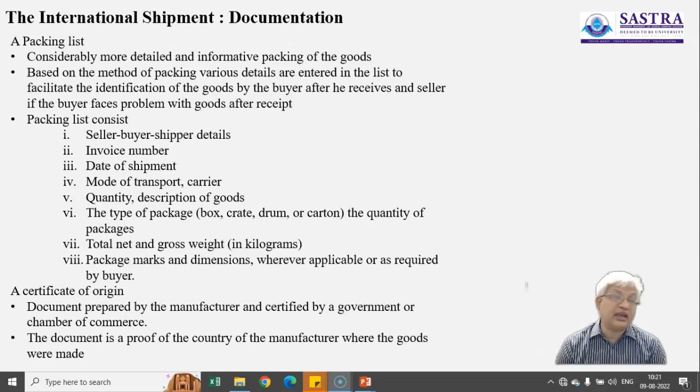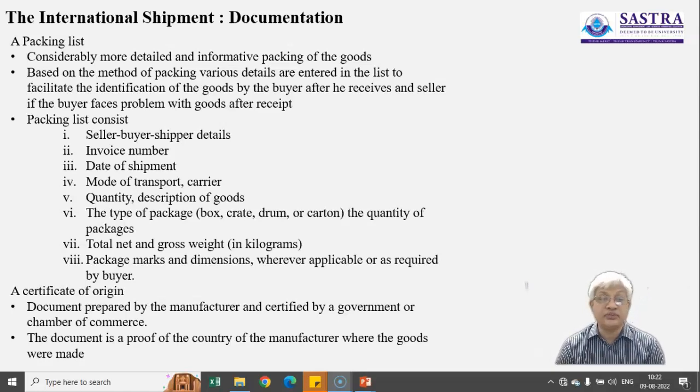The packing list normally consists of the seller details and the buyer's detail, just like your commercial invoice. The invoice number in the sense is the commercial invoice number. The date of shipment, the mode of transport, whether it's air, whether it is sea, ocean, sea liners, or it is a truck, or it's a train. Well, landlocked countries use train. When I say landlocked countries, the country is surrounded by other countries. Okay, so that means such a country we call it a landlocked country.